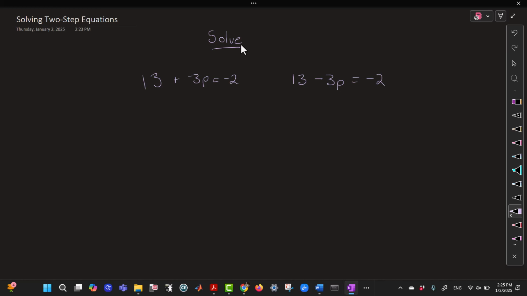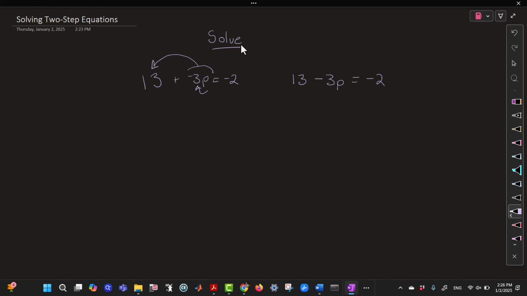And we want to get the variable all by itself. We want to get the variable by itself on one side. And so when we do that, we look at what's being done to the variable. And immediately, it's being multiplied by negative 3. And then the next step beyond that, the negative 3 times p, is being added to 13. If there was another step, we would go another step out and another step out.